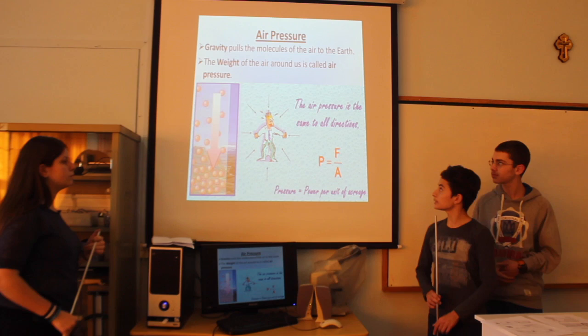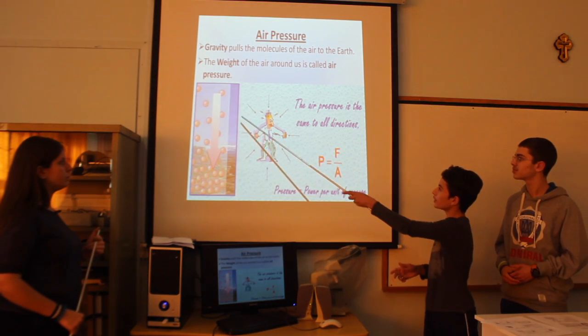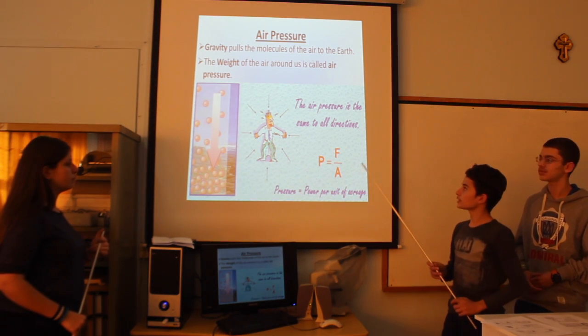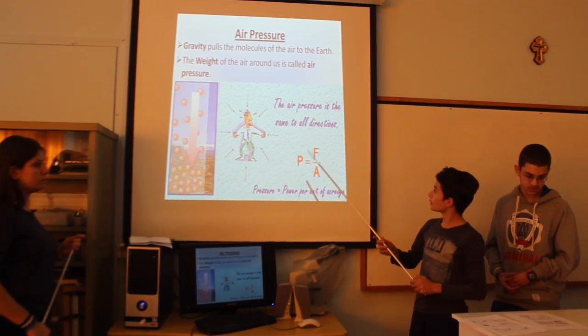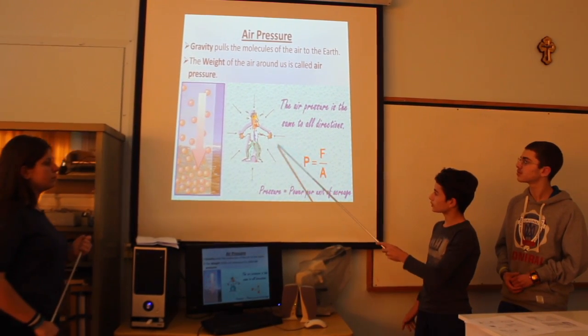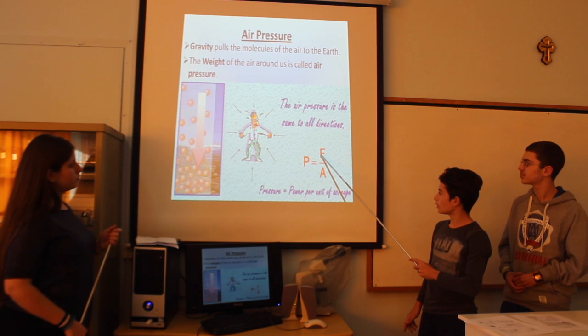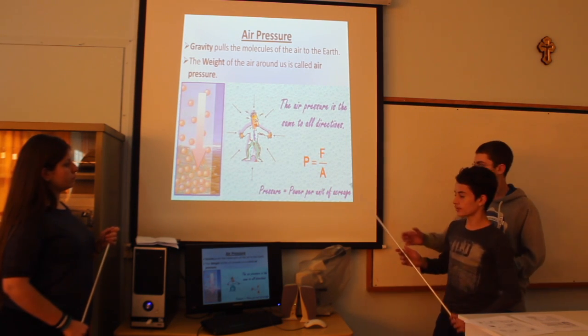Air pressure. Gravity pulls the molecules of the air to the earth. The weight of the air around us is called air pressure. The air pressure is the same in all directions. Pressure is force per unit of area.